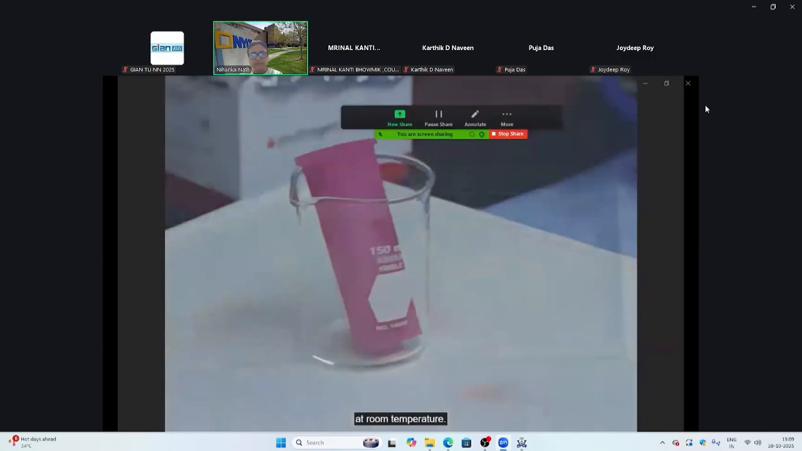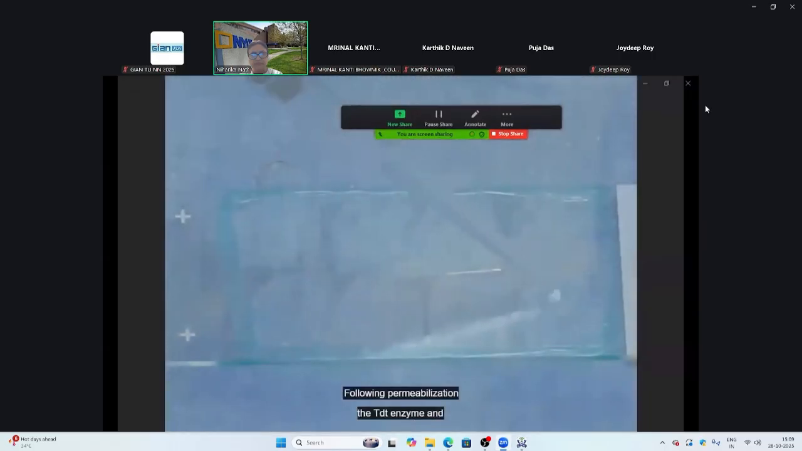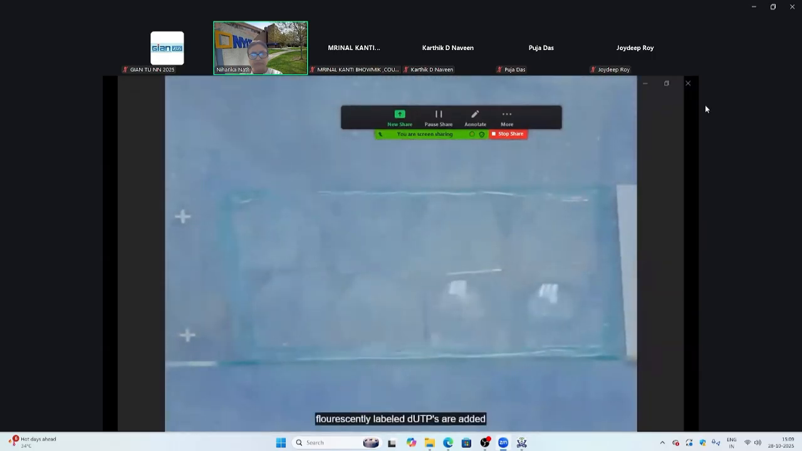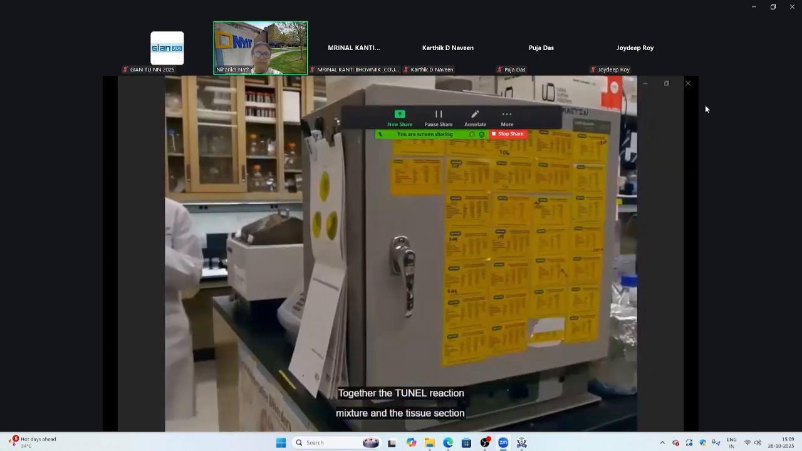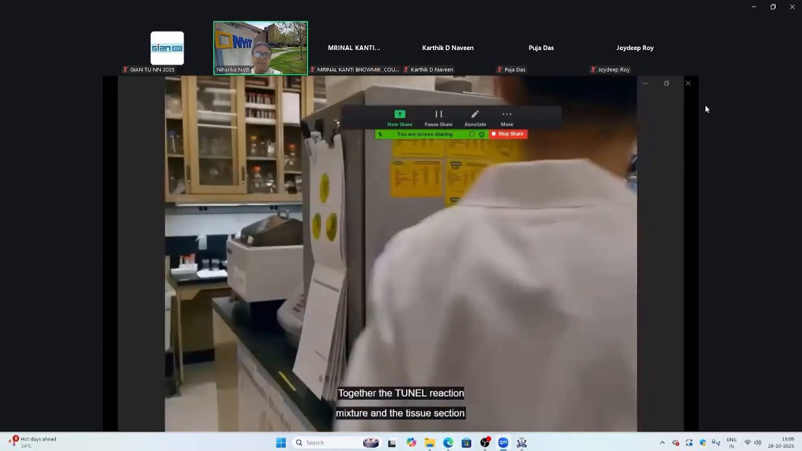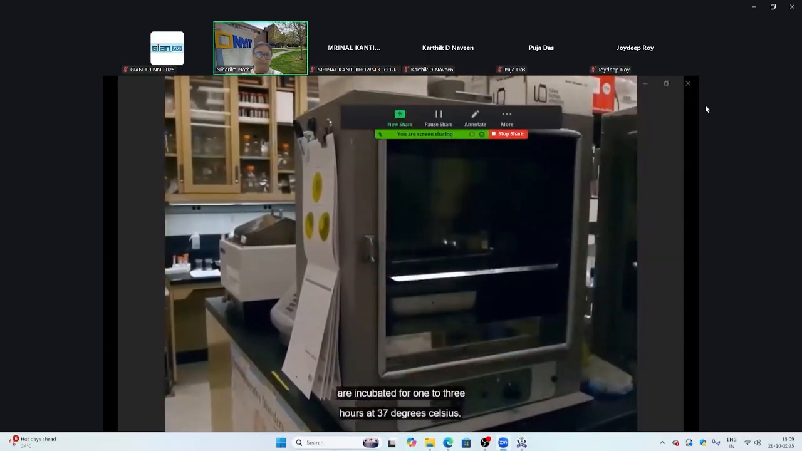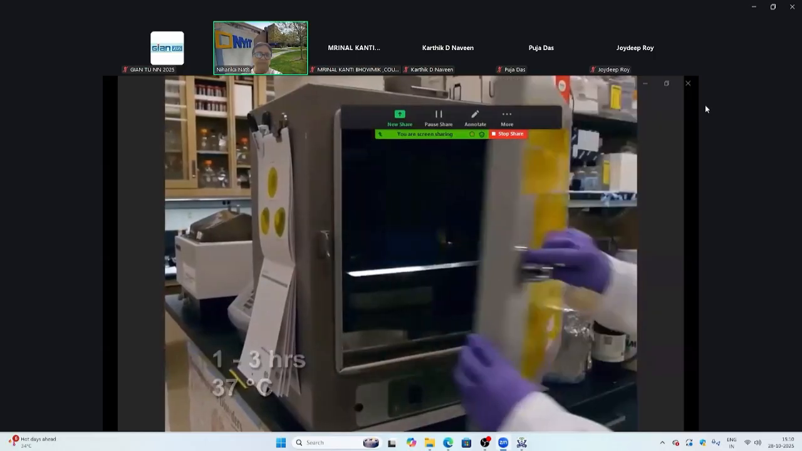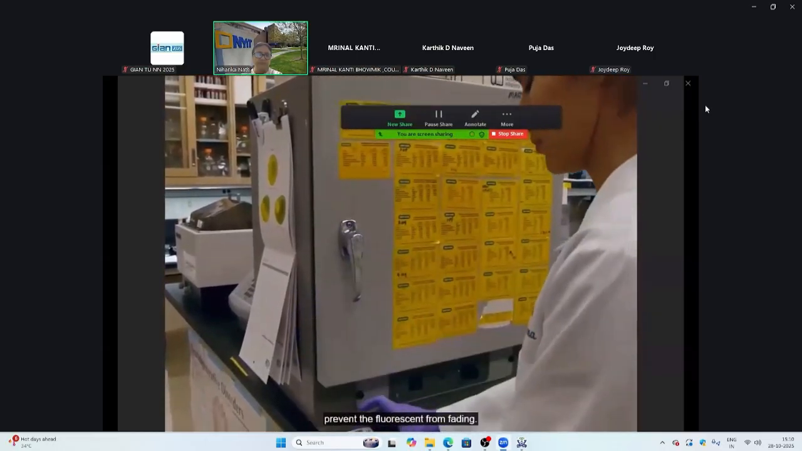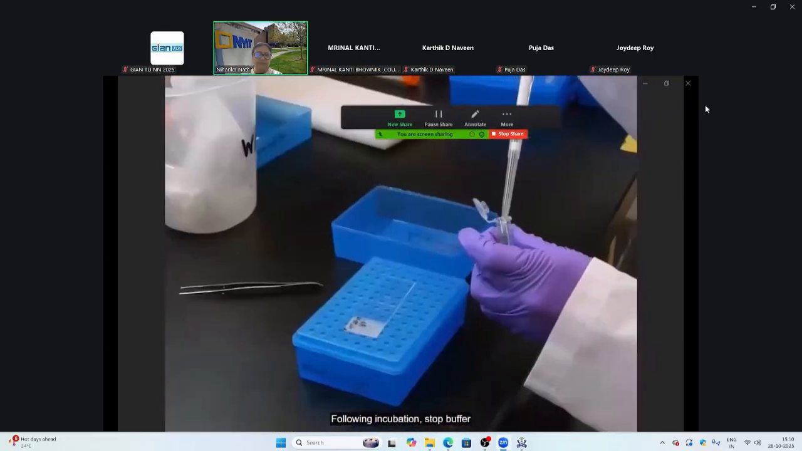Following permeabilization, the TdT enzyme and fluorescently labeled dUTPs are added to the tissue sections along with a labeling buffer containing cobalt that acts as a cofactor for the TUNEL reaction. Together, the TUNEL reaction mixture and the tissue section are incubated for 1 to 3 hours at 37 degrees Celsius and protected from light to prevent the fluorescence from fading.